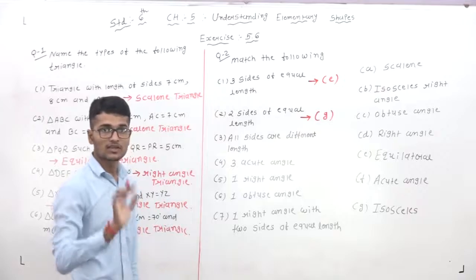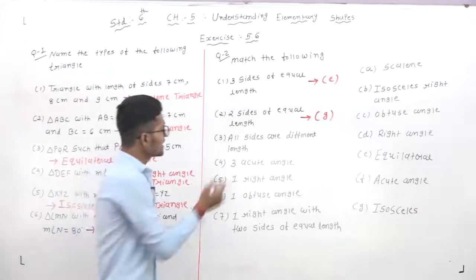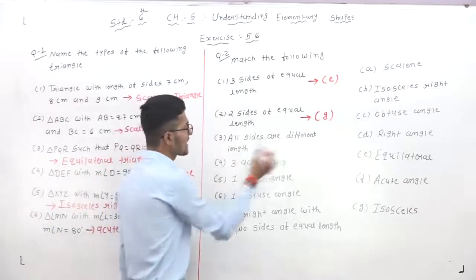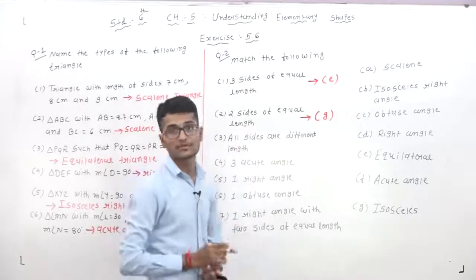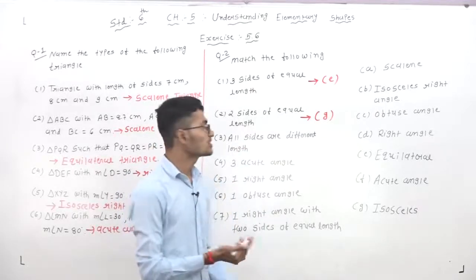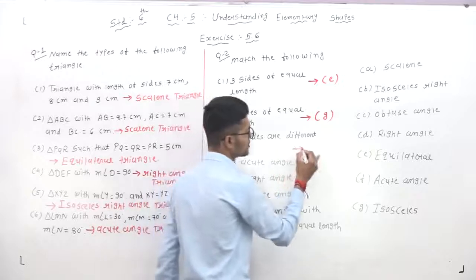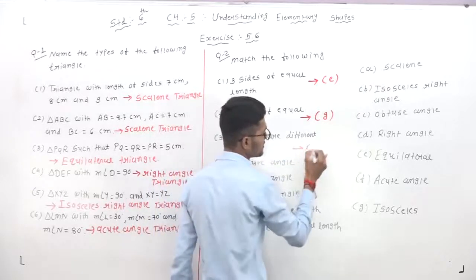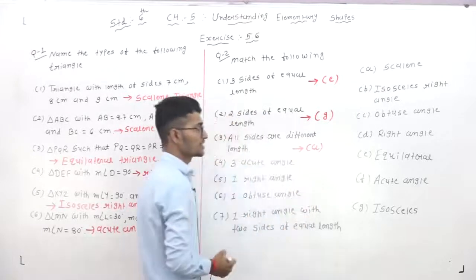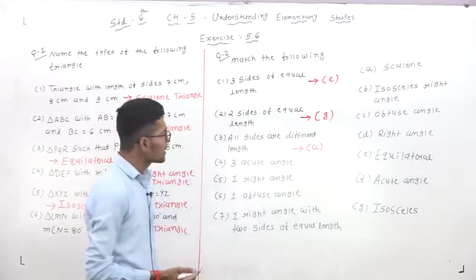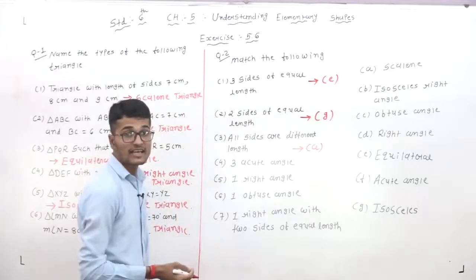Clear? Understand? Then after that, the third one: all sides are different. All the sides are different. It means which type of triangle? Yes, scalene triangle. So the answer is A. Why? Because in a scalene triangle all the sides are different.